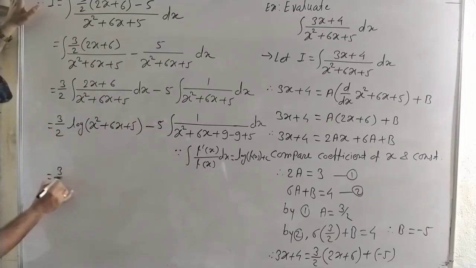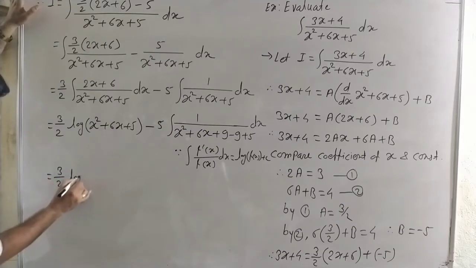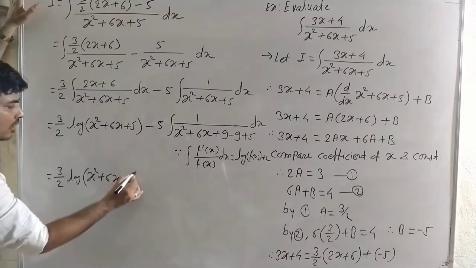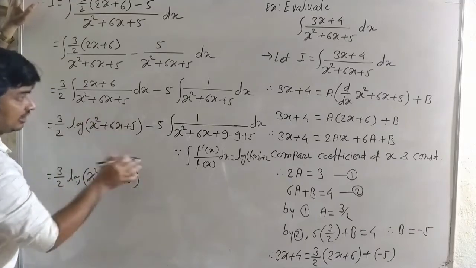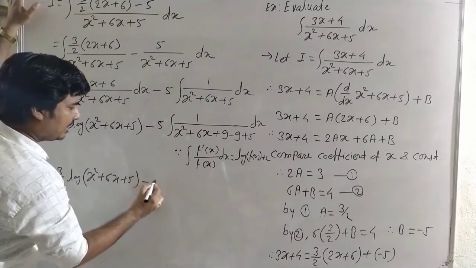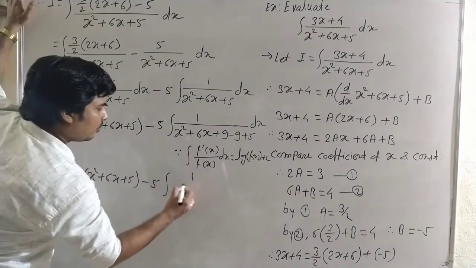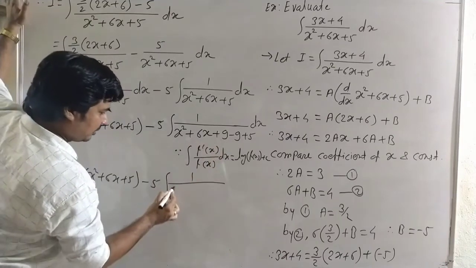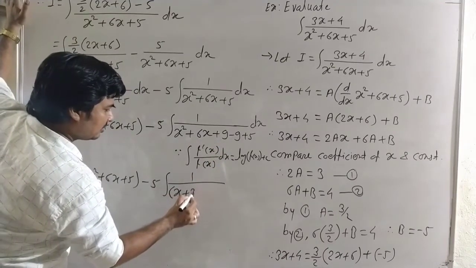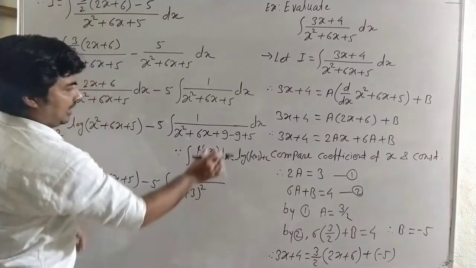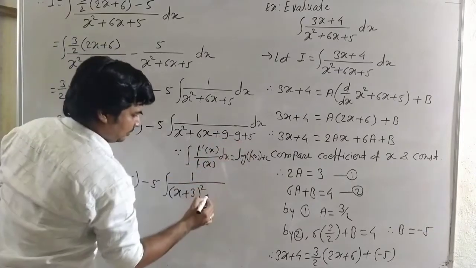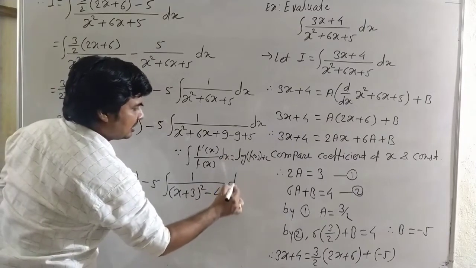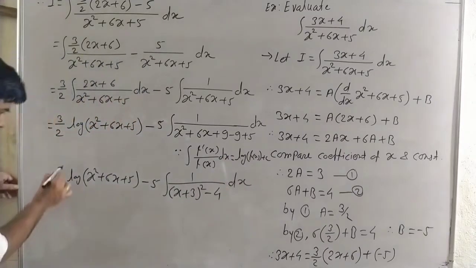It is 3 by 2 log of x square plus 6x plus 5. The first term stays as it is. Now we can solve this integral: minus 5 into the integral of 1 upon, here the first three terms make x plus 3 whole square, and here minus 9 plus 5, it is minus 4, dx.